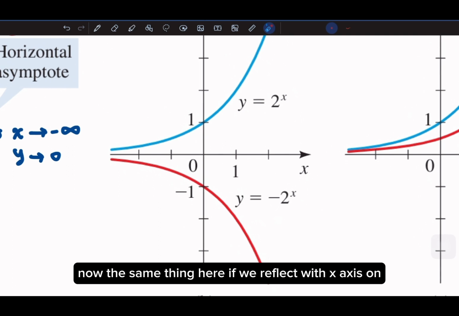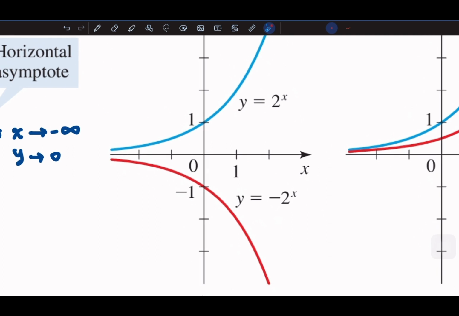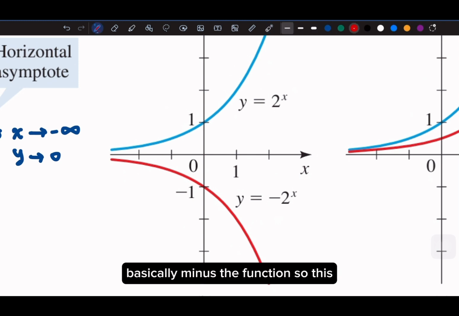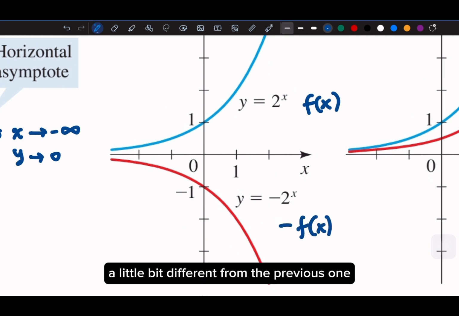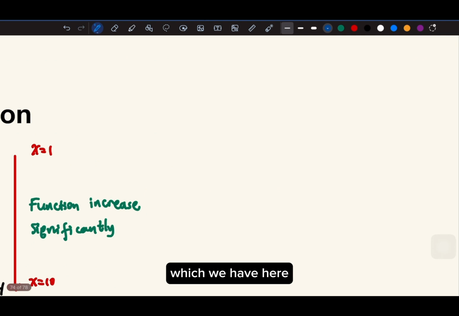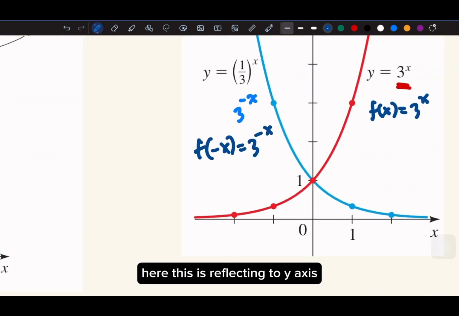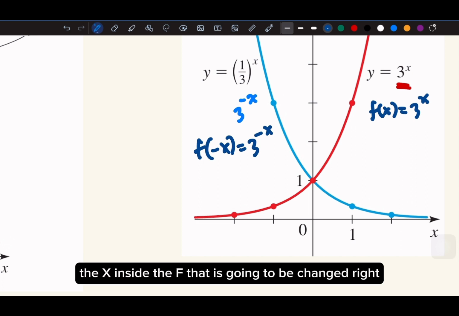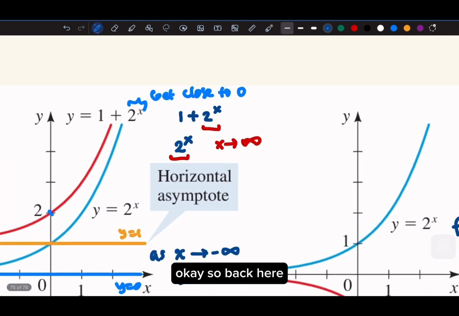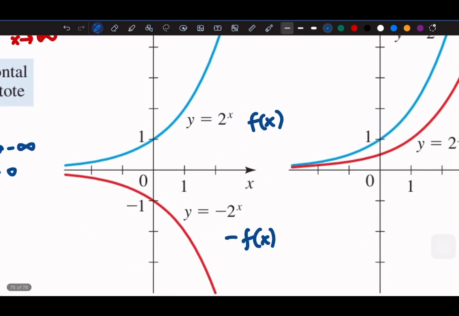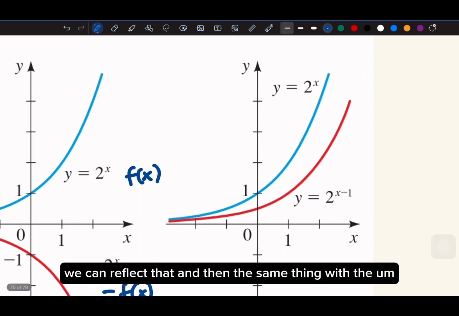Now the same thing here. If we reflect with the x-axis, on the x-axis, we basically minus the function. So let's say this is f of x, and this will be negative f of x. Okay, a little bit different from the previous one, which we have here. Here, this is reflecting to the y-axis. The x inside the f is going to be changed, right? Okay, so back here, we can reflect that.